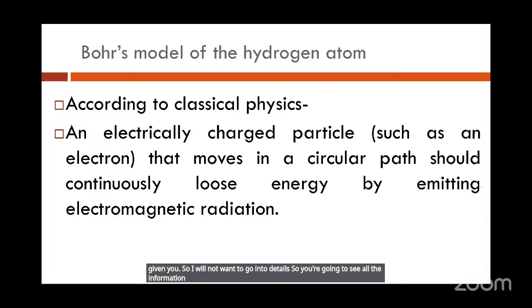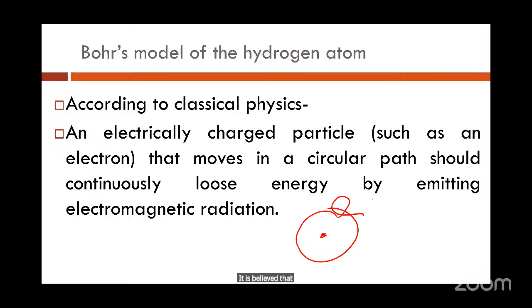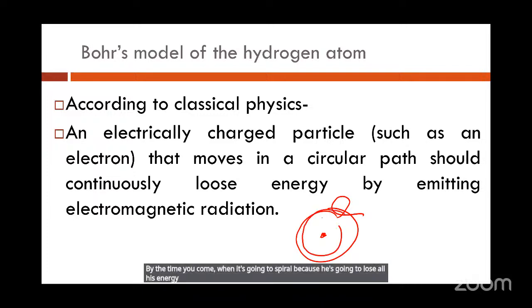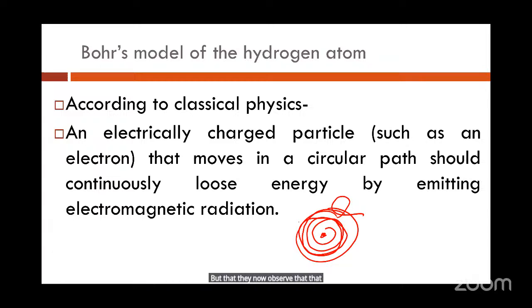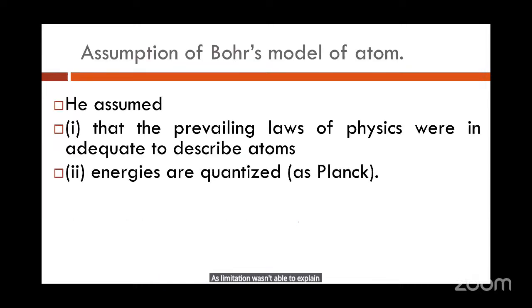I remember giving this information on Friday that according to classical physics, it is believed that as the electron is revolving around, it's losing energy. That a time will come when it's going to spiral, because it's going to lose all its energy. It's going to spiral and move into the nucleus. But they now observed that the laws of classical physics have limitations, and weren't able to explain some of the things they observed.